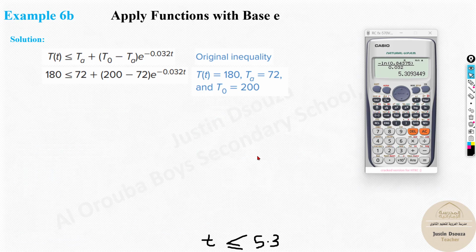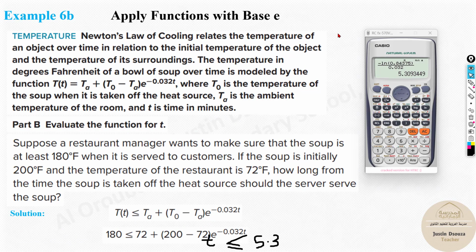Let us understand the question. Here it was told, suppose the restaurant manager wants to make sure that the soup is at least 180 Fahrenheit when it is served, if the soup is initially 200 Fahrenheit. So now imagine you have a soup in front of you which is 200, sorry, not Celsius, it's Fahrenheit. Now the surrounding temperature is lesser than that. Now here you must leave it, but it should be more than 180 degrees. You will leave it for 1 minute.